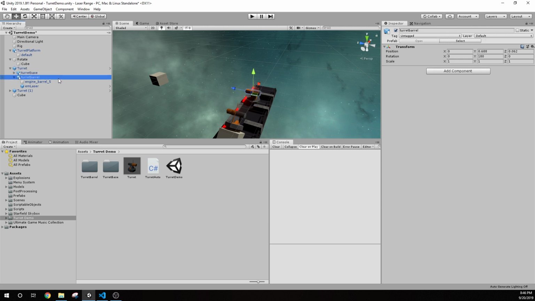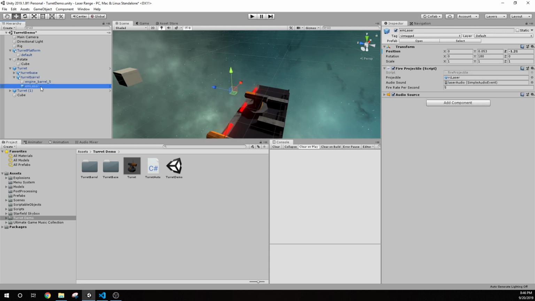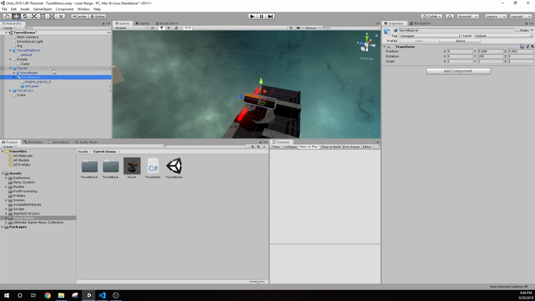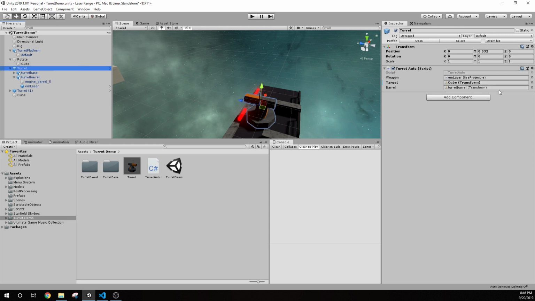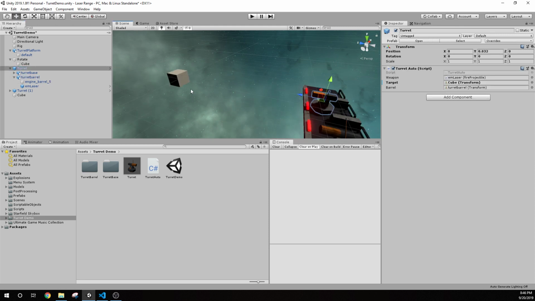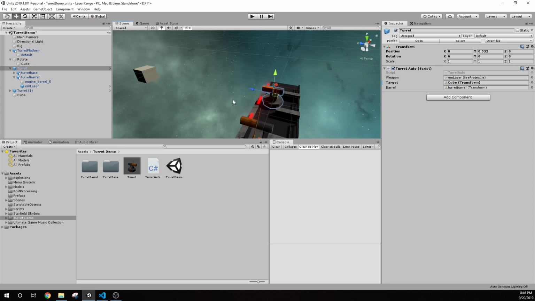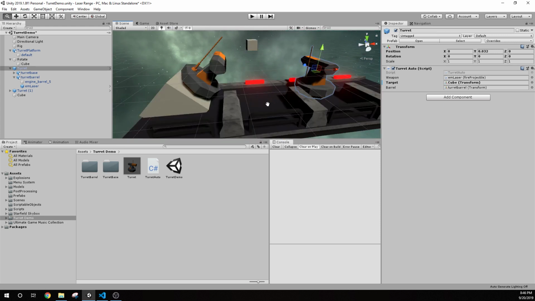The barrel. So again, the emitter for the lasers is at the end of the barrel. The barrel is also going to change its pitch or tilt to match whatever angle the target is at relative to it. So we're going to talk about this real quick.